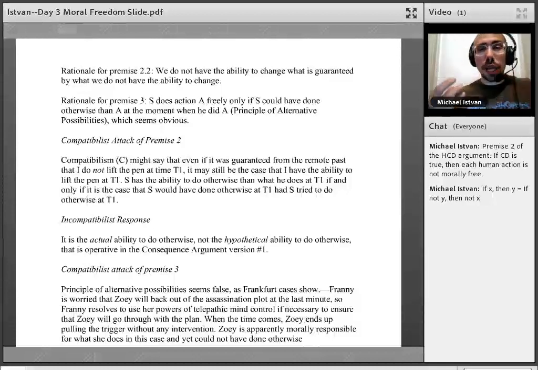And just think about it in your own life. I know it can be very abstract when we think of it in terms of S. Who is S? Sam, Sarah? No, think of it as you. I do action A freely only if I could have done otherwise than A at the moment when I did it. Such that if, and here's the contrapositive, and this is what premise 3 is saying, if I did not have the ability to do otherwise, if I could not have done otherwise at the moment when I did it, then that means I didn't do it freely. That seems pretty intuitive. So I'll leave it at that. We can put a slash through 3.